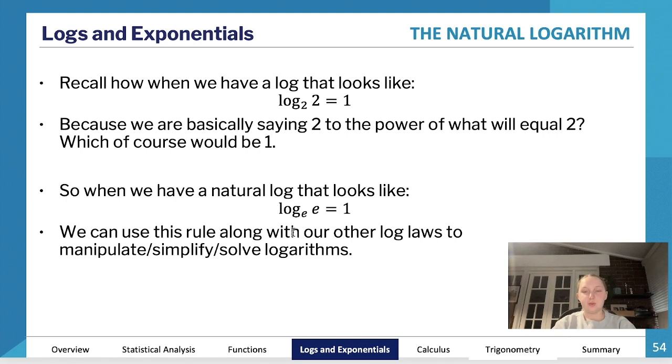So then you can use this rule as kind of like another log law to manipulate, simplify, or solve logarithms. So anytime you've got the same base as you've got here, the answer will always equal 1. So, log base 3 of 3 is equal to 1. Log base 27 of 27 is equal to 1. Anything like that, you're always going to get 1 because we're just saying what, like our base to the power of what is going to give us our base again.